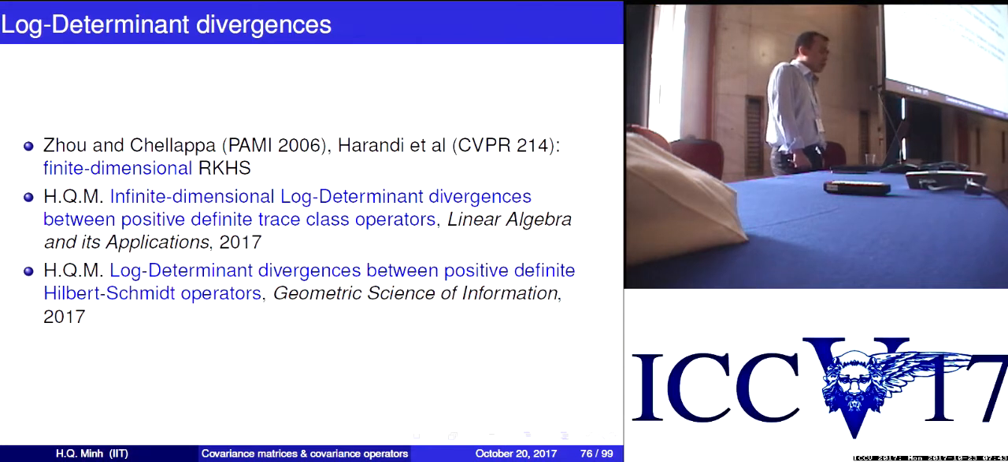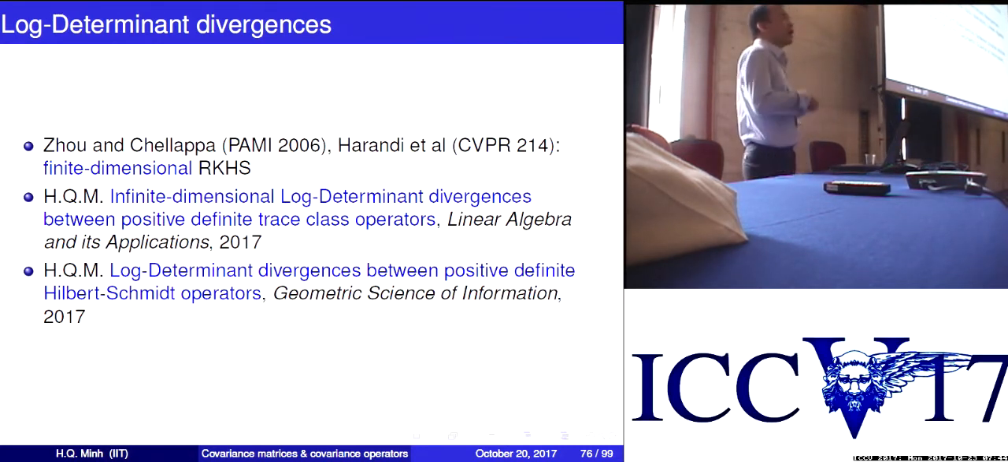It's actually just published. So instead of doing the extended Hilbert-Schmidt, because the log determinant divergence is defined in terms of the determinants, we actually have to extend the concept of determinants. Instead of Hilbert-Schmidt operators, we have trace class operators. And these can be generalized in a very general setting as well. So we have also generalized the phi invariant Riemannian metric and the alpha beta divergences.